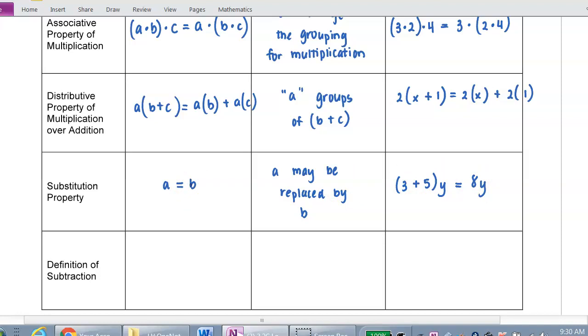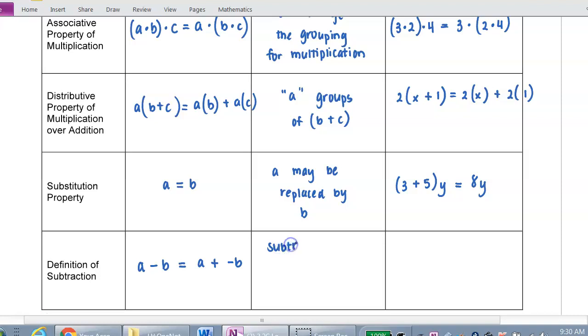And the last one here on page 36 is our definition of subtraction, which we first learned back in Module 2. And this is the property that allows us to rewrite subtraction expressions as addition of the opposite. And for example, algebraically, A minus B is equal to A plus negative B.